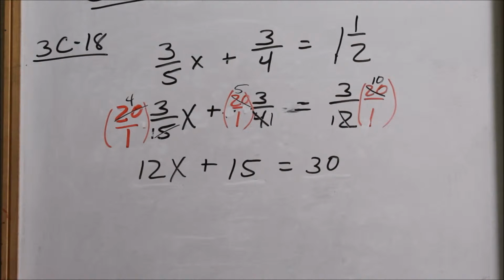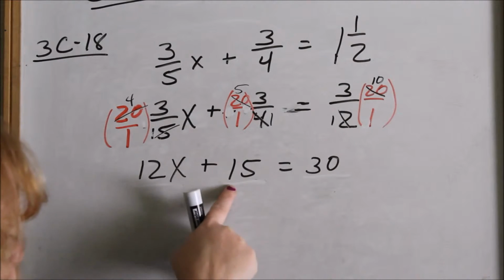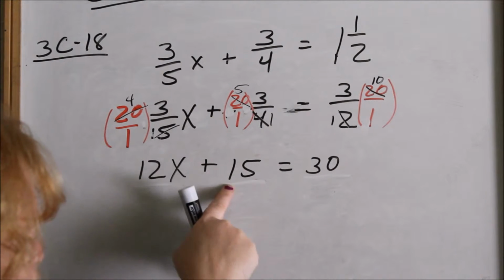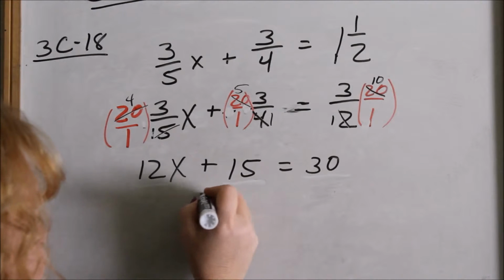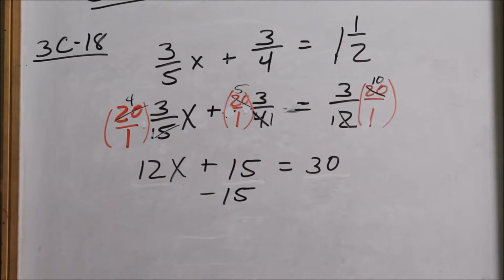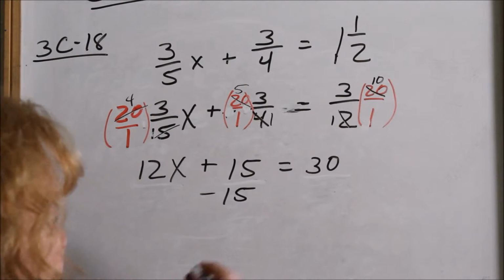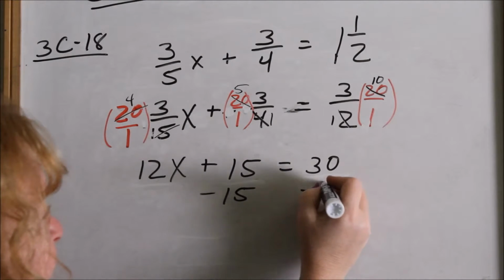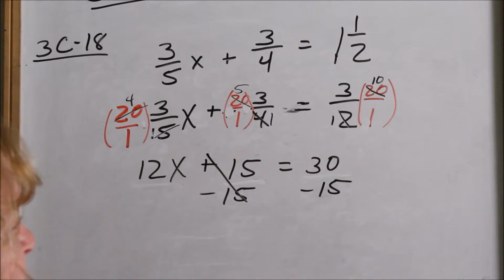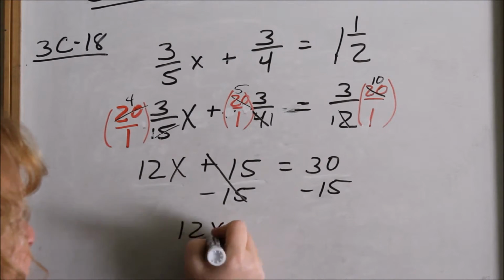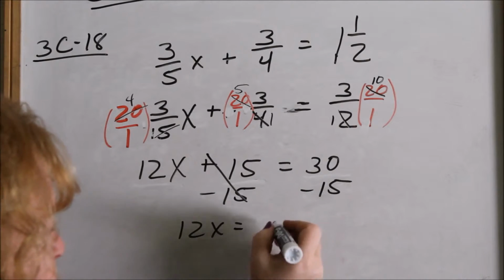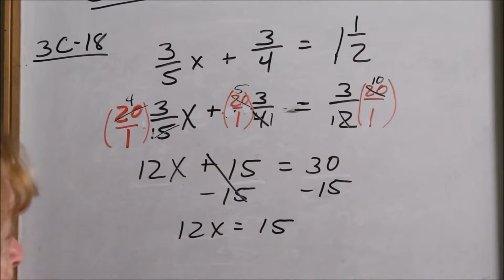So now I'll just solve it like I would any other equation. I need to get my letters on one side, my whole numbers on the other side. So I'm going to get rid of my 15. I'm adding 15, so to get rid of it I need to subtract, because subtracting is the opposite of adding. If I do that to the left side, I have to subtract on the right side. So that becomes 0. I have 12x left here. 30 minus 15 is 15.